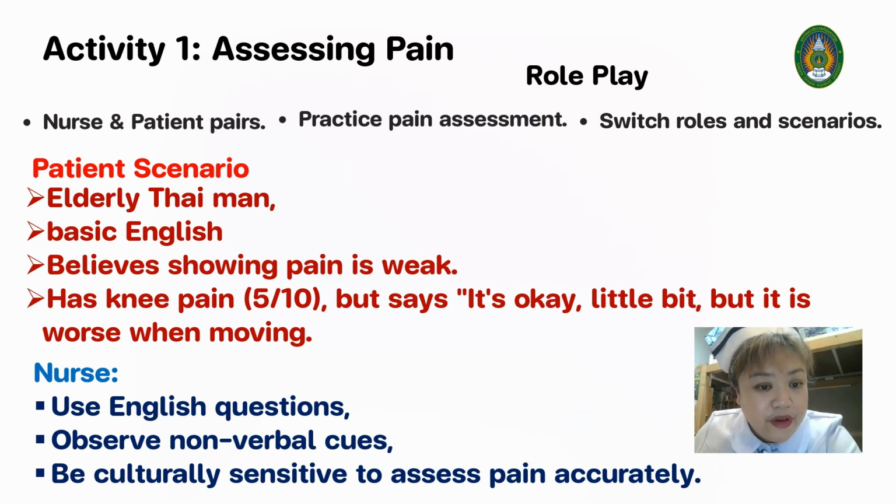Okay, this is the scenario we provide to you. Nurse and patient. The patient is an elderly Thai man with basic English who believes showing pain is weak, so he hides the pain. He has knee pain 5 out of 10, but says it's okay, just a little bit, but it's worse when moving. Okay? Nurse, you have to use your English questions, observe non-verbal cues, and be culturally sensitive to assess pain accurately.